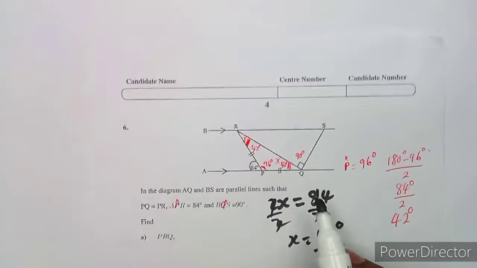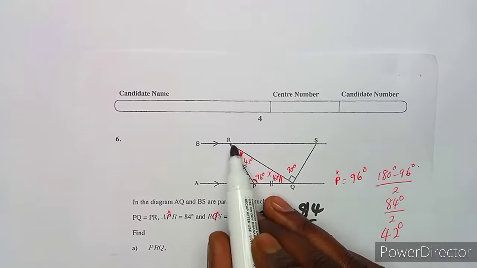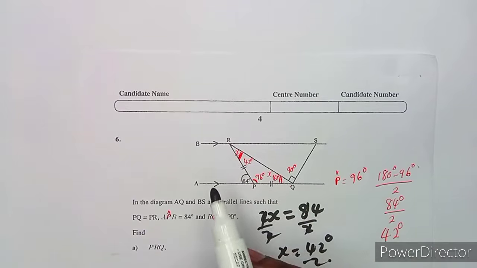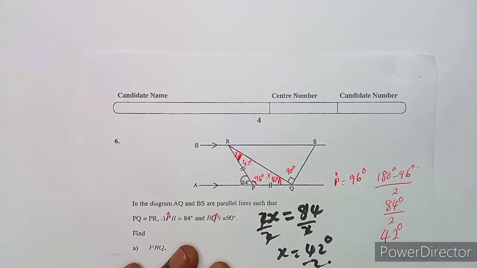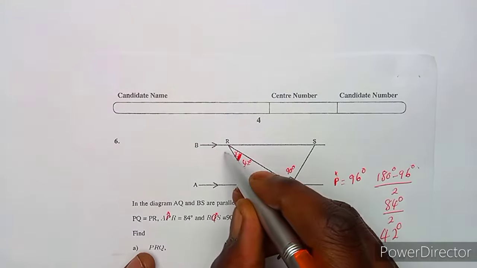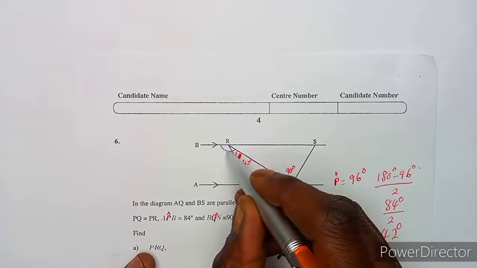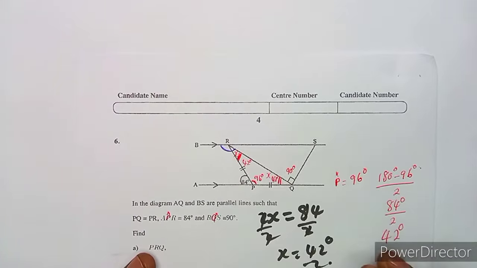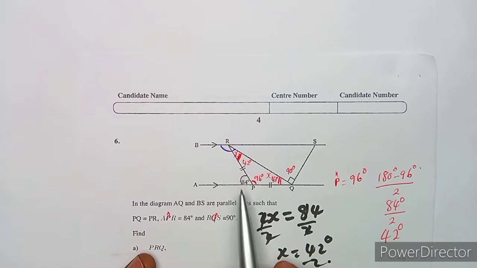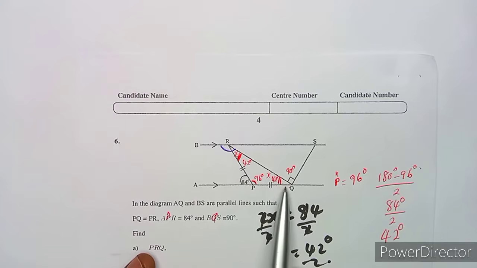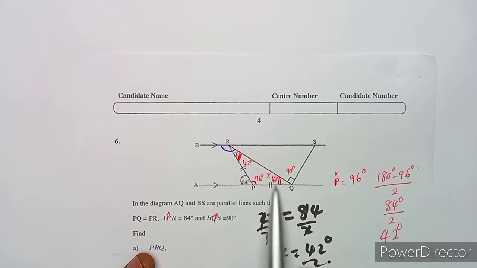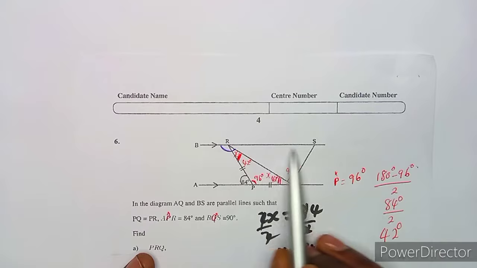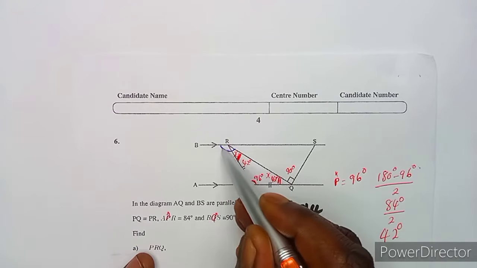So QRB, that is Q R to B. We are now referring to this whole angle. Let me indicate it this way. That is QRB, this angle here. This is the angle that we are talking about. To find QRB, we can actually have this angle here, like this. Remember, these are parallel lines.